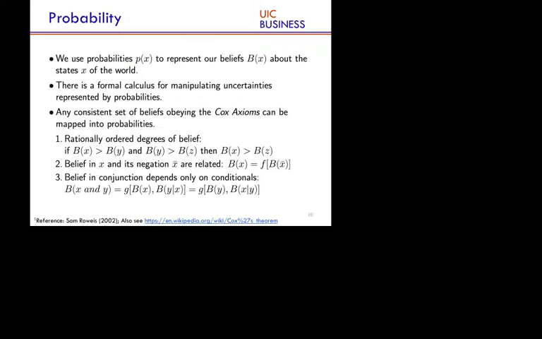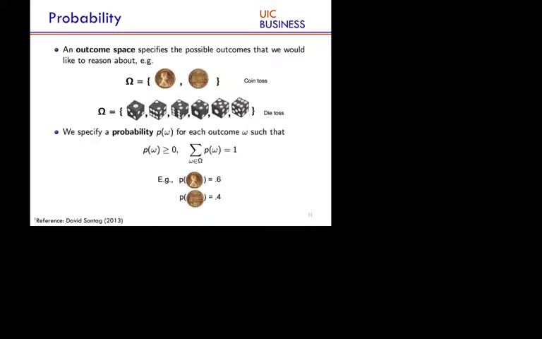Okay, so let's actually jump into an example, and we'll introduce some jargon on the way. So the first thing is an outcome space. The outcome space just specifies the possible outcomes that we would like to reason about. So our world, for example, in the first outcome space is just coin faces. And in the second example, our world is just the outcomes of a die. A 6-faced die.